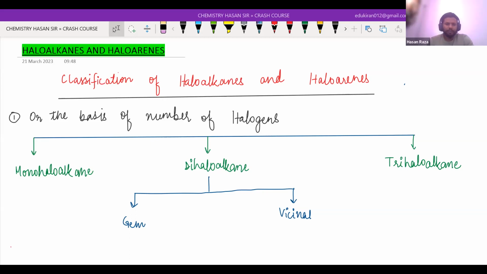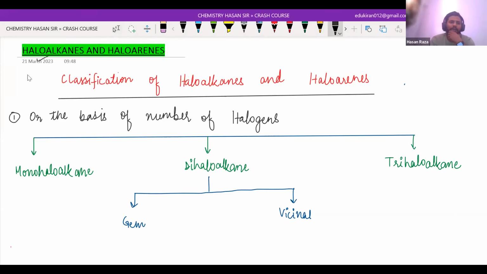Okay. So let's just start this new chapter, which is very easy. If the concept of aromatic compound is clear, then it is very helpful for you to cover the chemical reaction of haloarene. Now see, we are going to start haloalkanes.